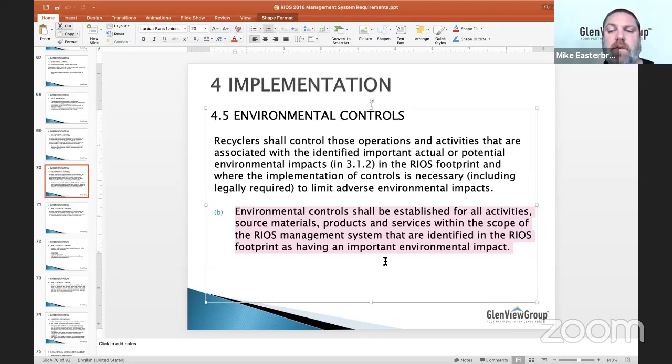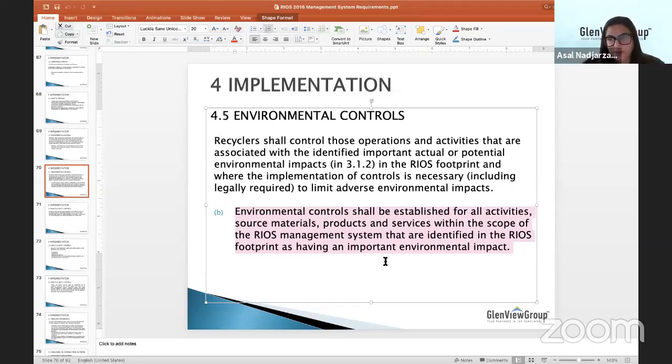Yeah, that's true. I mean, you're first and foremost bound to the regulatory requirements. That's your minimum performance under a RIOS management system in regards to the footprint, which we'll get to when talking about legal and regulatory compliance. So that's the bare minimum. If you have something that is not considered important, but is required or regulated, then you need to have the proper controls in place to comply with whatever pertinent regulation is affixed to that activity or impact.